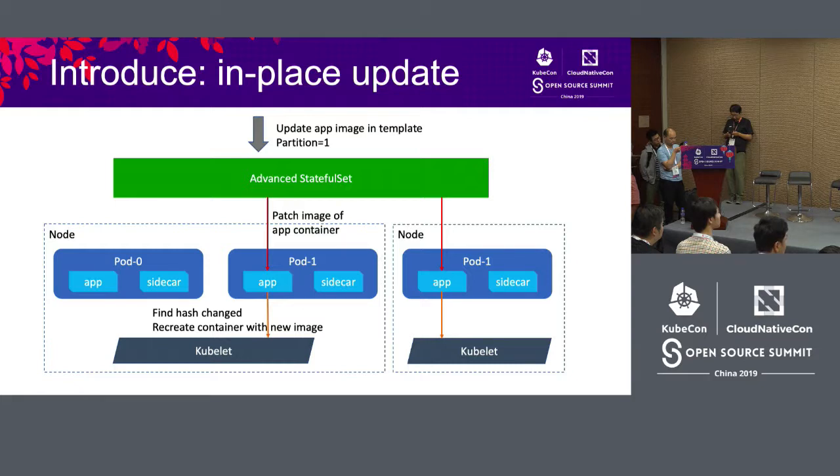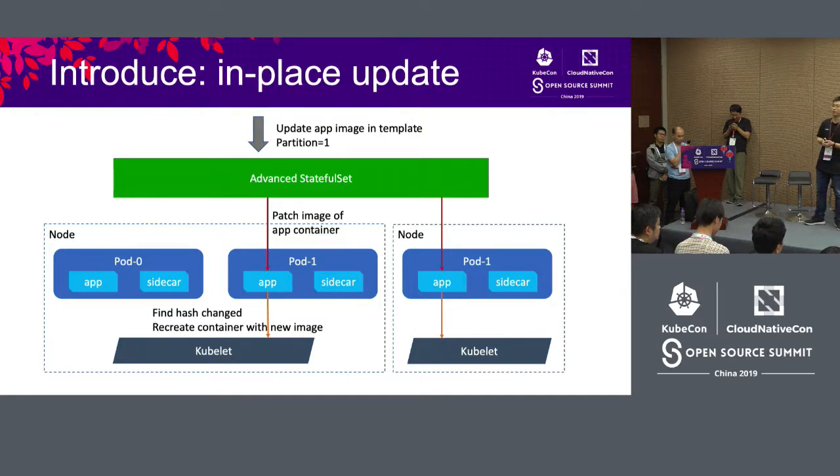For upstream users, you don't need to care about this part, but I will only give a brief introduction of it. Within the advanced StatefulSet, if we set the partition to 1, then under this condition, the advanced controller will only upgrade the corresponding container that you intend to modify. And after that, Kubernetes will identify that the container's hash value has changed.